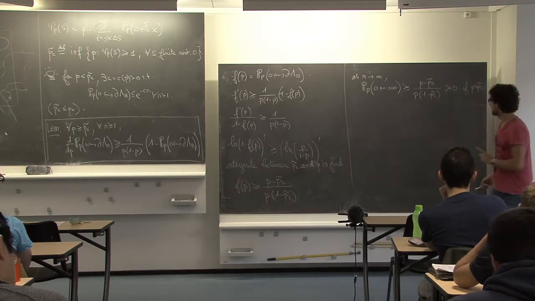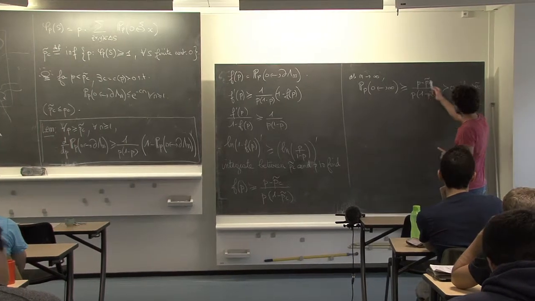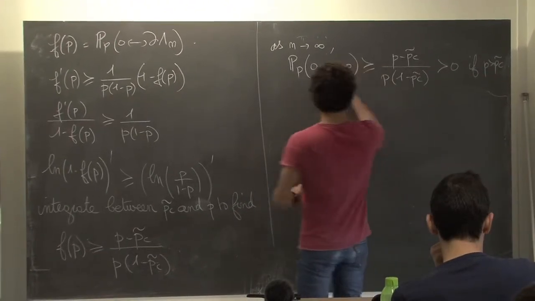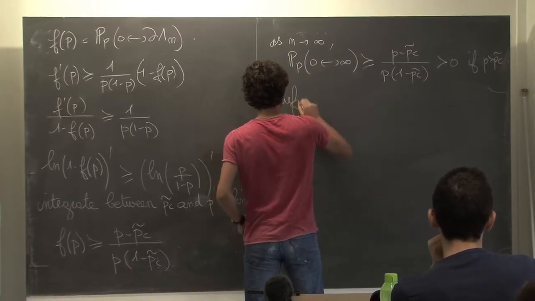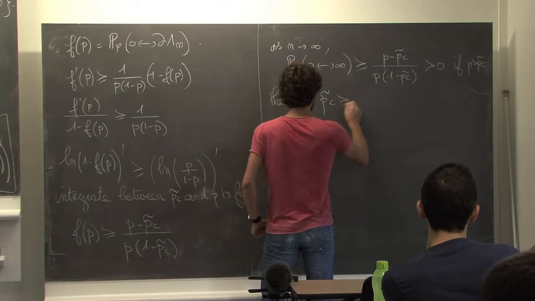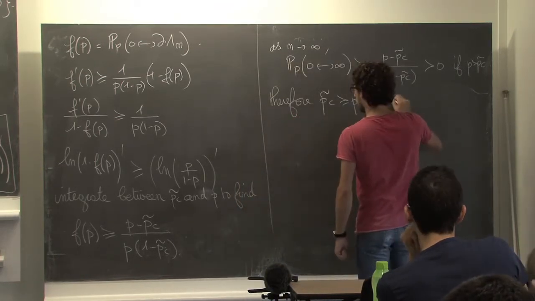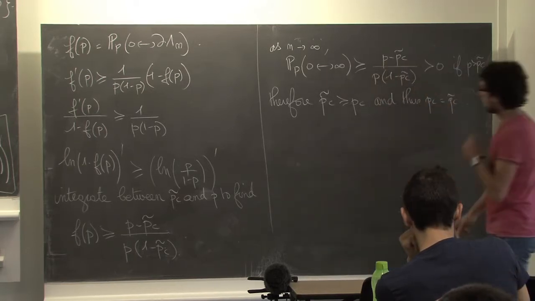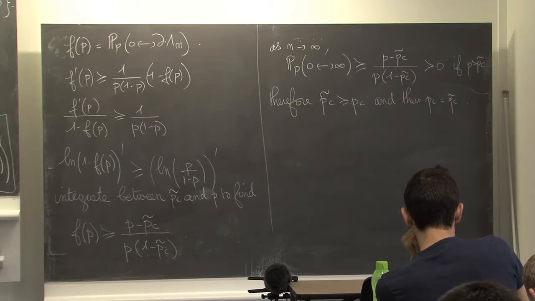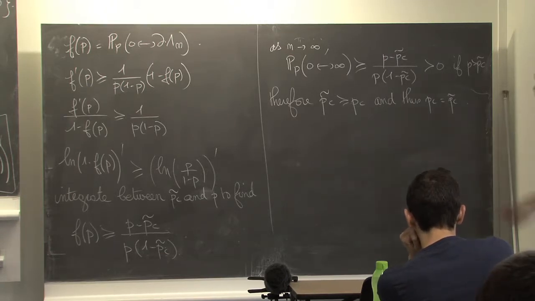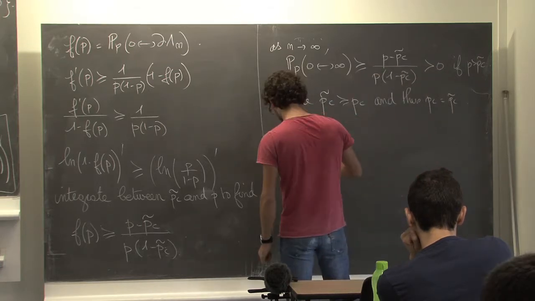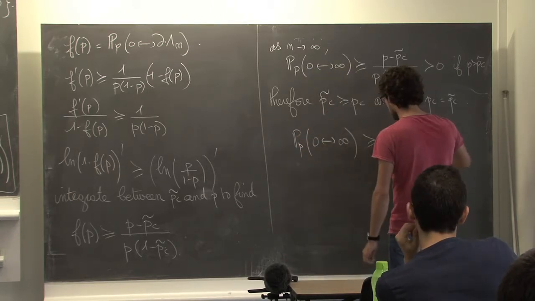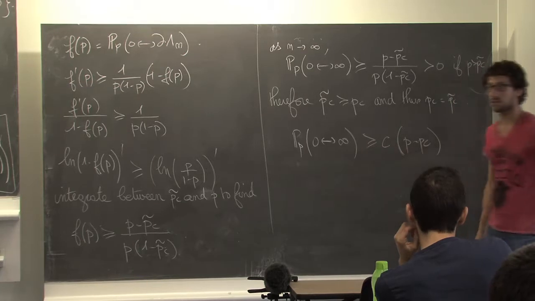Notice another thing which is interesting here. How does it blow up when p is larger than p_c? So if p is larger than p_c tilde, therefore, in particular, p_c tilde has to be larger or equal to p_c, and therefore p_c equals p_c tilde. So I finish my theorem if I do that, and I have this kind of neat inequality here: the probability that 0 is connected to infinity is larger than a constant times p minus p_c, in fact.